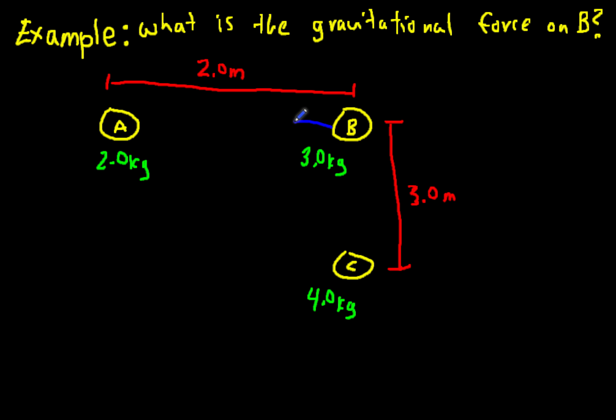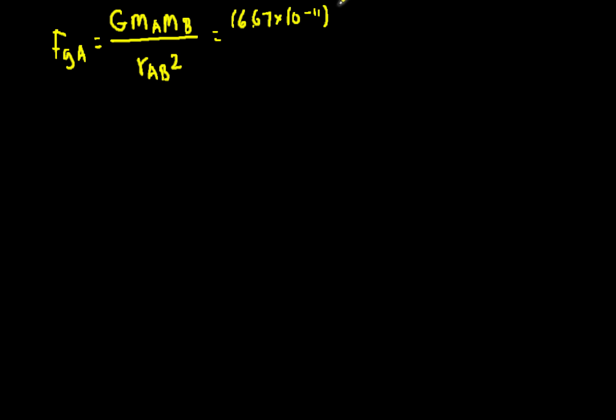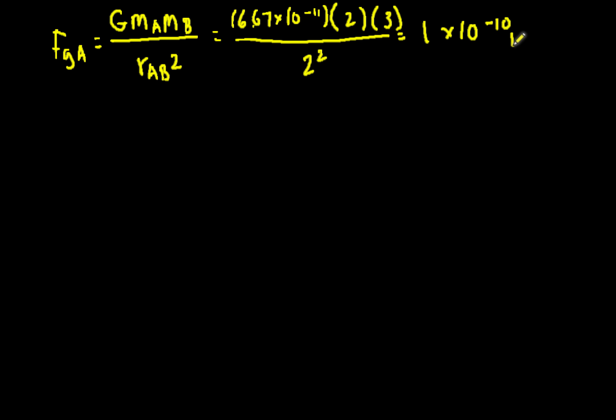B is attracted to A, and we call this FGA, and it's attracted to C. We call this FGC. FGA is G, mass of A, times mass of B, divided by the radius between them, RAB squared, which is 6.67 times 10 to the minus 11, times 2 times 3, divided by the distance between them, which is 2, squared. This gives us 1 times 10 to the negative 10 newtons to the left towards mass A.